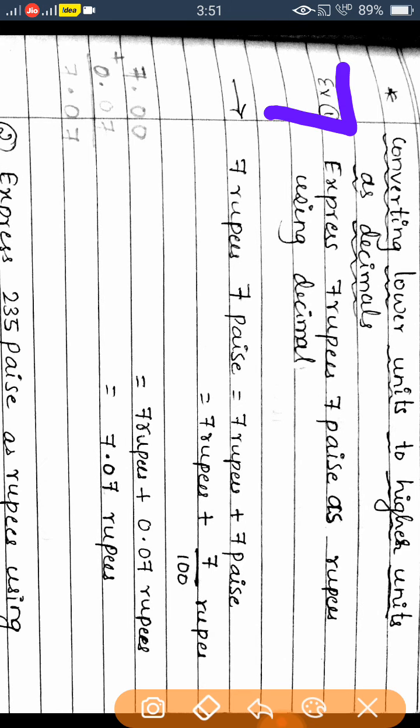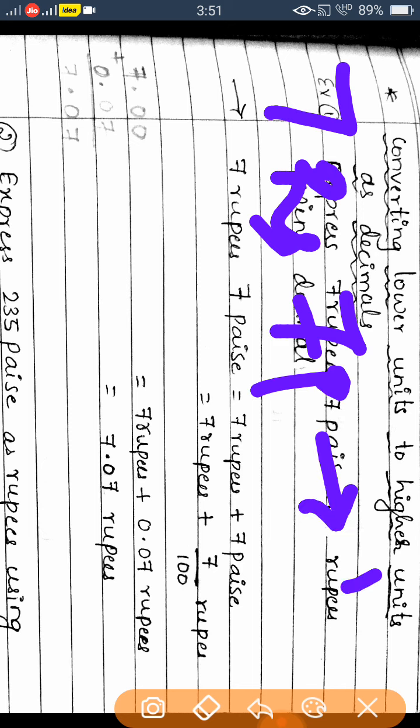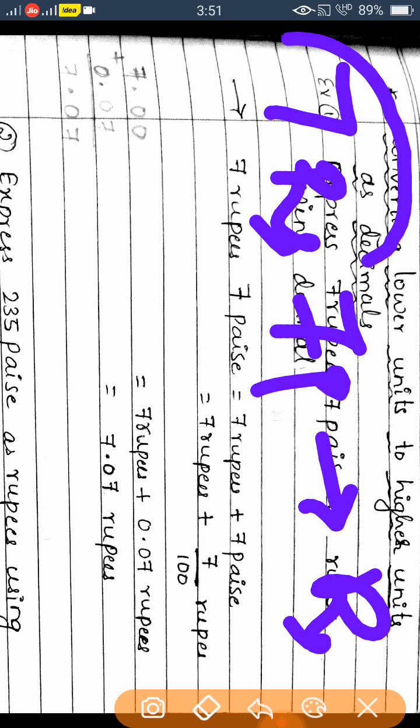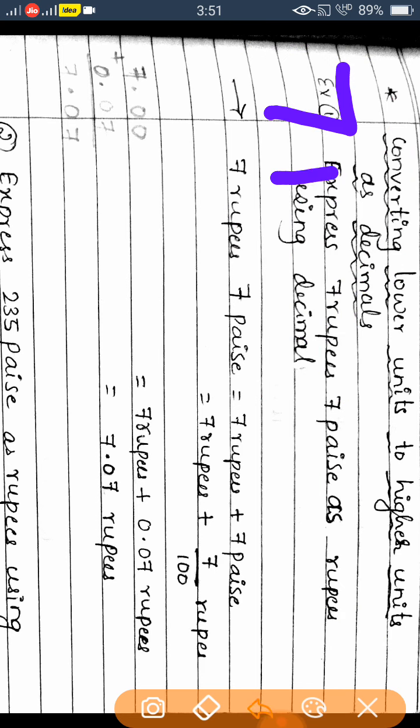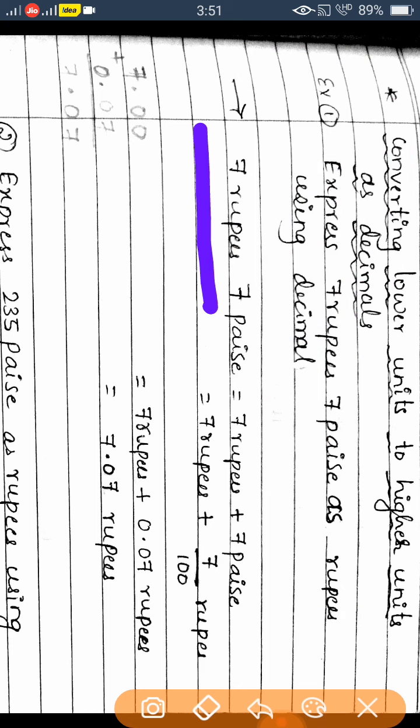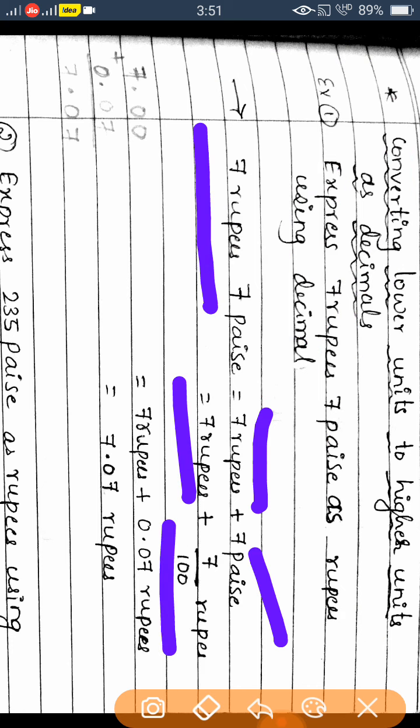Using decimals means we have to convert the 7 rupees and 7 paisa as rupees itself. Only rupees we need. But if this 7 rupees is already in rupees, we cannot convert it. Keep as it is. 7 paisa we can write in rupees. So we can write 7 rupees 7 paisa as nothing but 7 rupees plus 7 paisa. So 7 rupees I have written as it is. So here 7 by 100 rupees I have taken.